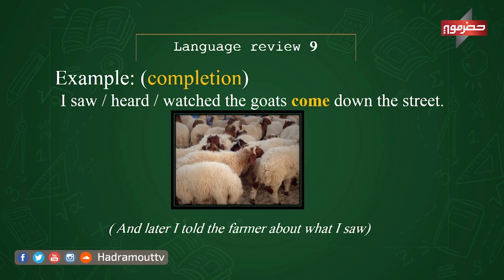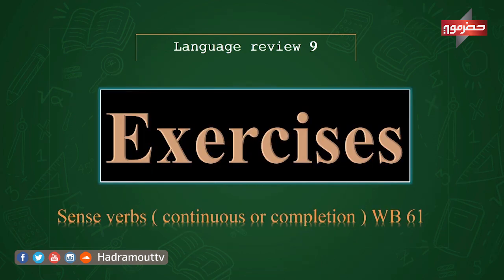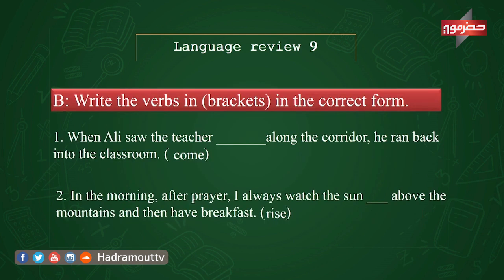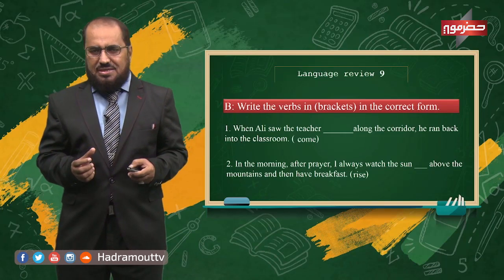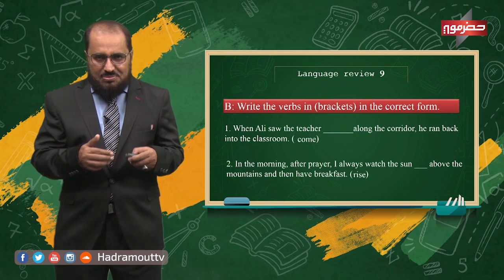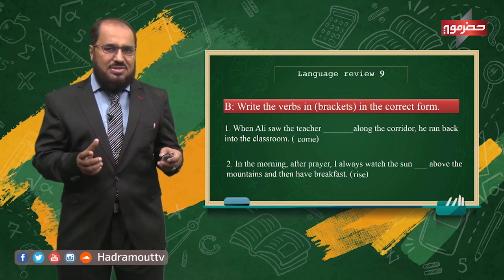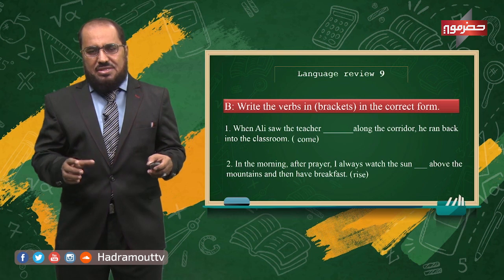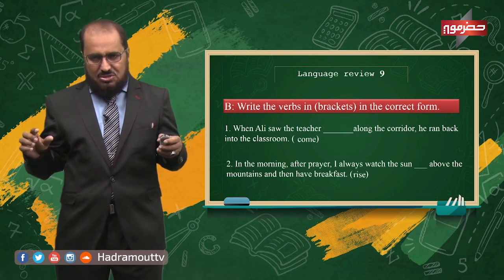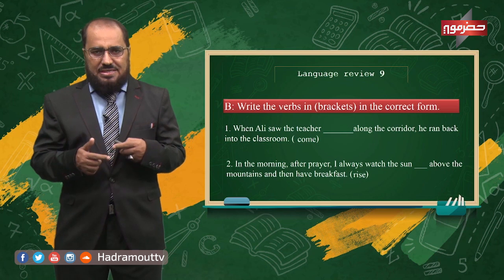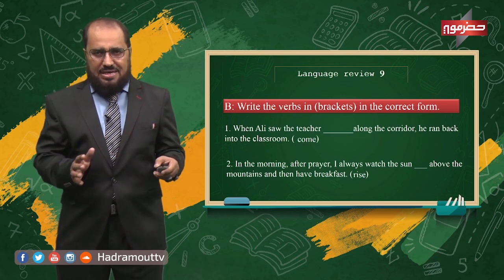Now let's have exercises. Open your workbooks, page 61, and try to answer this exercise about B. Exercise B. Write the verbs in practice in the correct form. What we mean by correct form here? That means, is it continuous verb with ing or infinitive? Do you understand out of this statement that it should be continuous, to set the scene, or to complete the action?